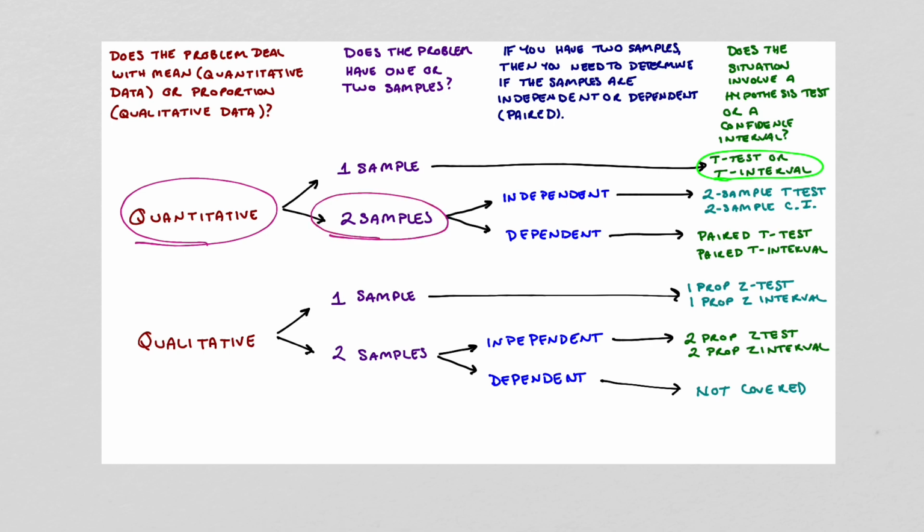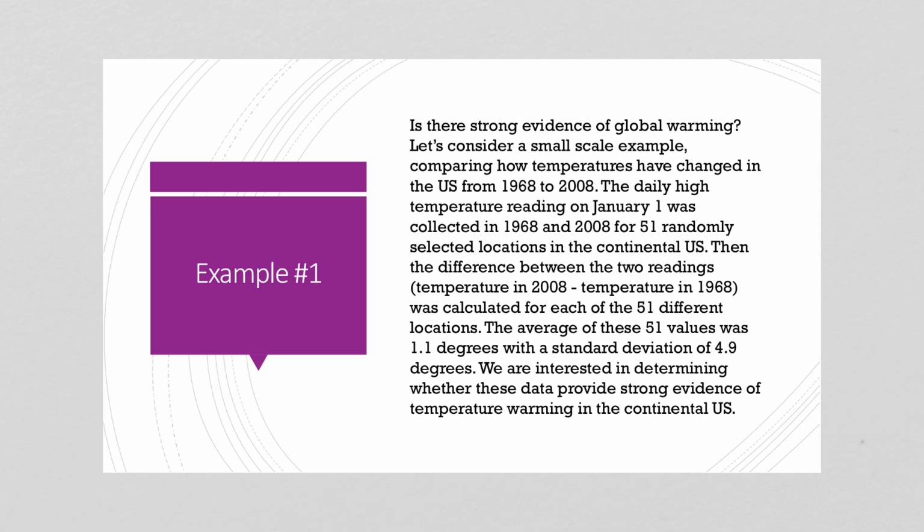The next question, are these samples independent or are they dependent on each other? And to answer that one, I would argue that they are dependent. We went to the same 51 randomly selected locations within the U.S. in order to get these temperatures. So we were being consistent to see if there was some sort of change over those years. So that tells me that I'm going to do a paired t-test in this situation. Not an interval, because, again, we are interested in determining whether these data provide strong evidence of temperature warming in the continental U.S. So we are just asking, has it changed? And maybe in this instance, is it getting warmer?